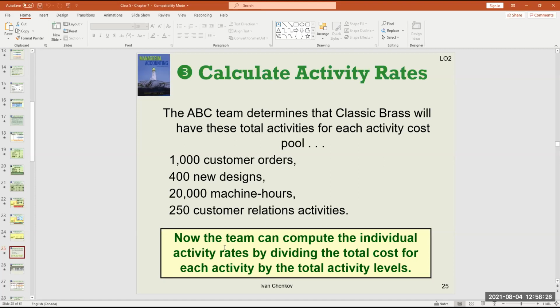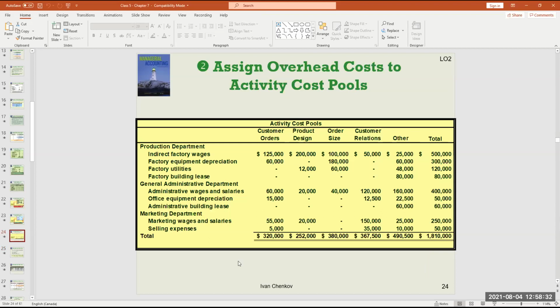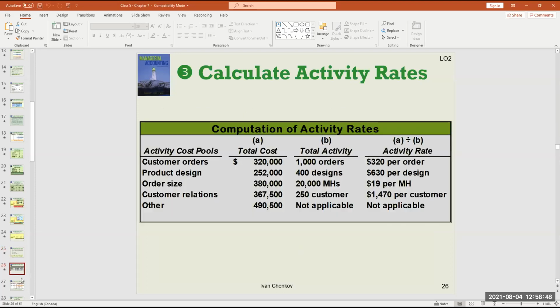Now the team, once I have these numbers and the total number, which is the total number here, if I know that my total customer order is 320 and I have 1,000 orders, can I come up with the cost for one order? Yes, Professor. Yes, right? And that's what I'm doing now. Now I come up with the cost for one order. And now I can assign this cost.